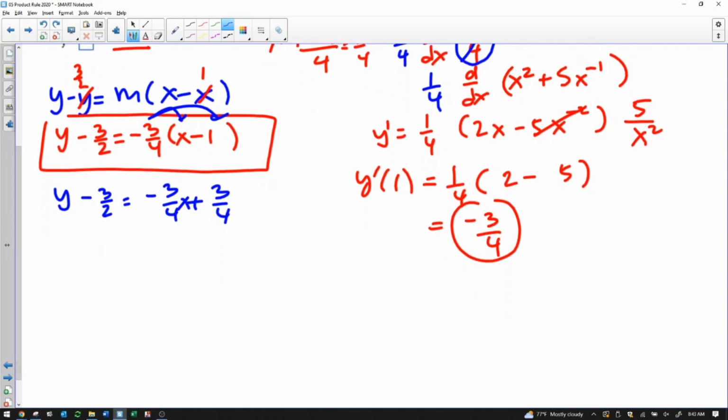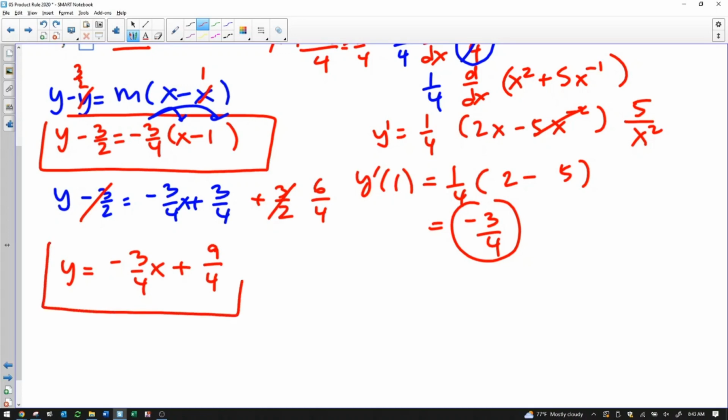I'm recording this. Okay, so this is negative 3/4 x plus 3/4, and then I'm going to add 3/2 to both sides. So this will be y equals negative 3/4 x. I need a common denominator here, so a common denominator of 4, so that will be 6. So that's going to be plus 9 over 4. Austin, I hope that's right.